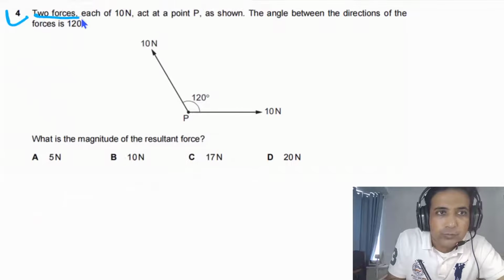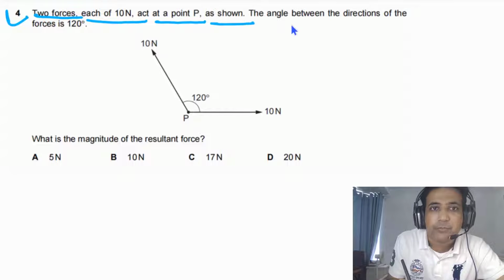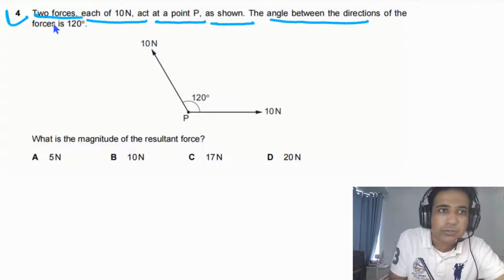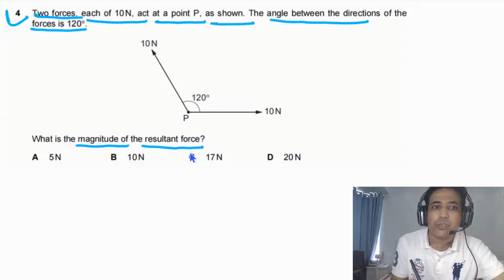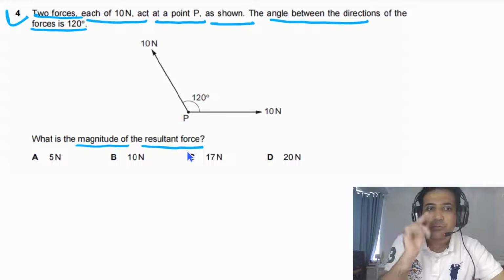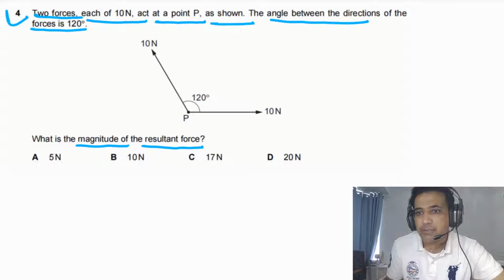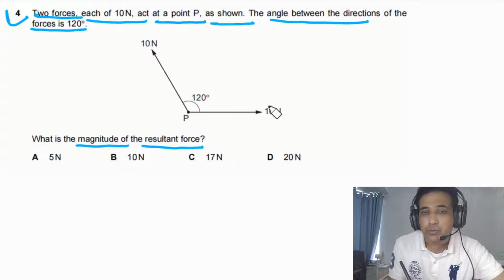Question 4 says two forces each of 10 newtons act at a point P as shown in the figure. The angle between directions of the forces is 120 degrees. What is the magnitude of the resultant force? So we need to find out the magnitude of resultant force. Simply, we need to add these two forces. So for this question, it is given to us that angle between these two forces is 120 degrees.